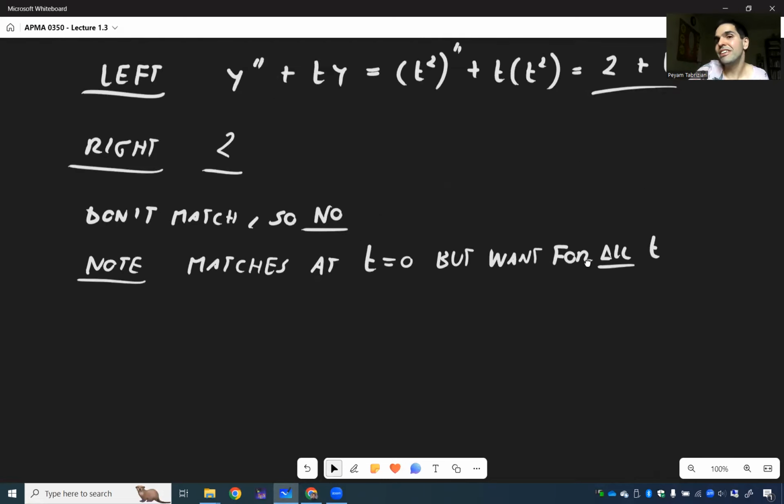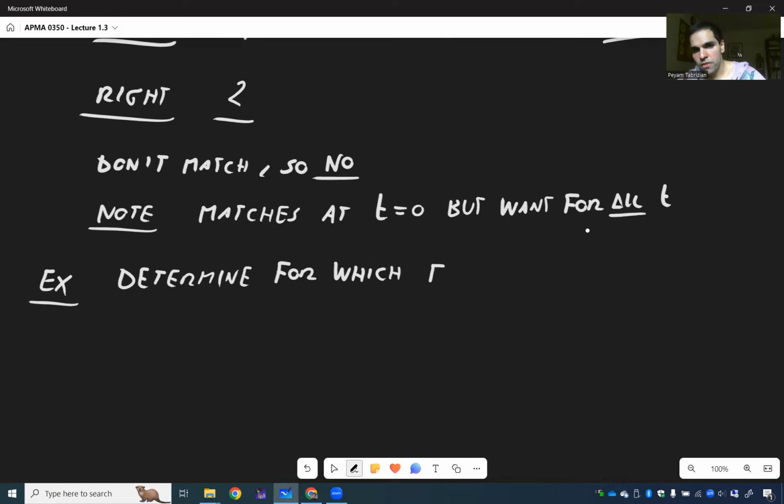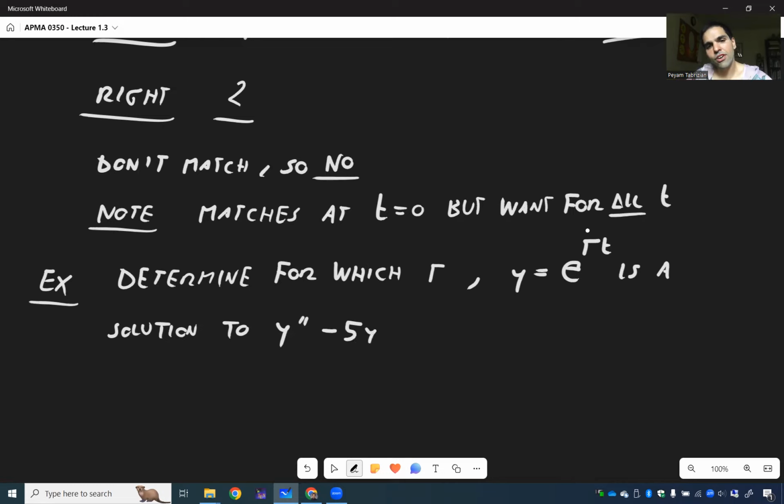Okay. Last but not least, a very cute problem related to that. So let's determine in this case for which r y equals e to the rt is a solution to y double prime minus 5y prime plus 6y equals 0.